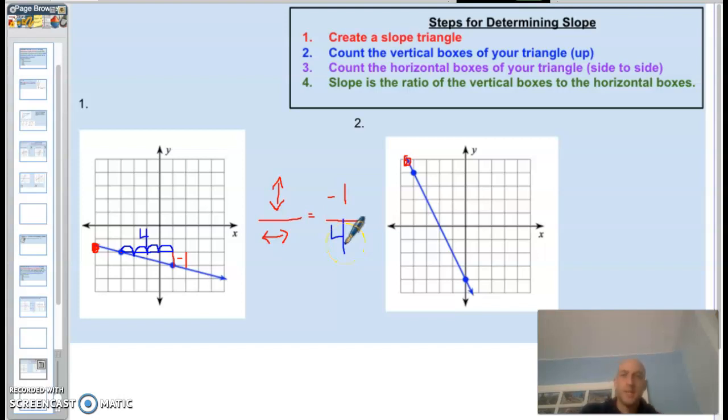I want you to try this next one on your own. You're going to start at this dot, move over until you get above the second one, and then go down that many, and try to figure out what that slope would be. Pay close attention to your negative because you're going down to get to the bottom. So go ahead and pause the video, give it a try, and when you're done, click play so you can check your answer.